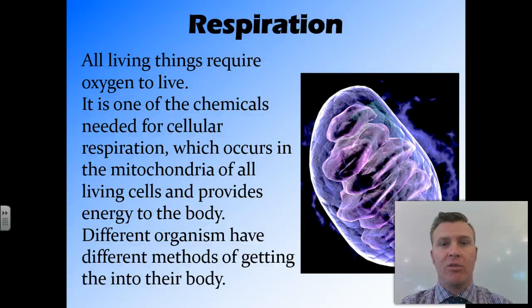In a previous video, we've looked at respiration as an equation that provides energy to all the cells in all living organisms. You'll remember that respiration occurs in the mitochondria inside the cells, and that one of the reactants for respiration is oxygen. So therefore, all living things need oxygen to live. And different organisms have different ways of getting this oxygen and other gases into their body.